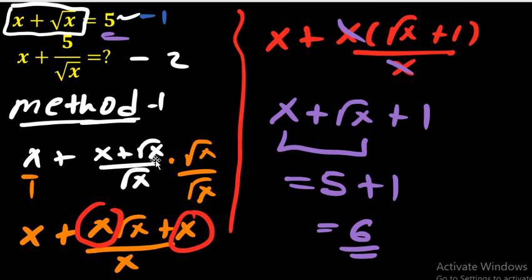By the first method we got already 6. The second method also it is 6. So this is the way how we can evaluate the given radical expression.